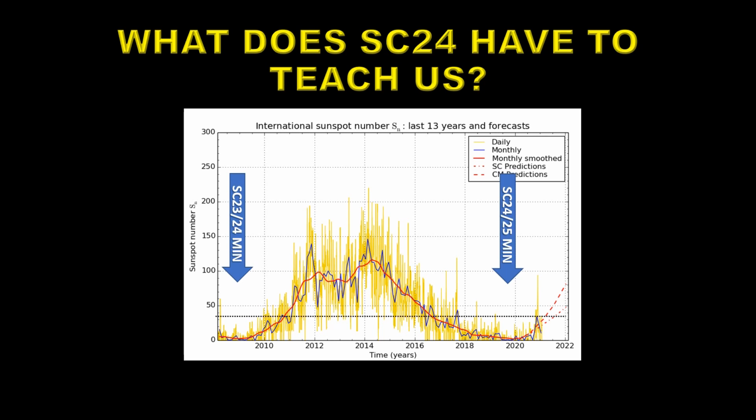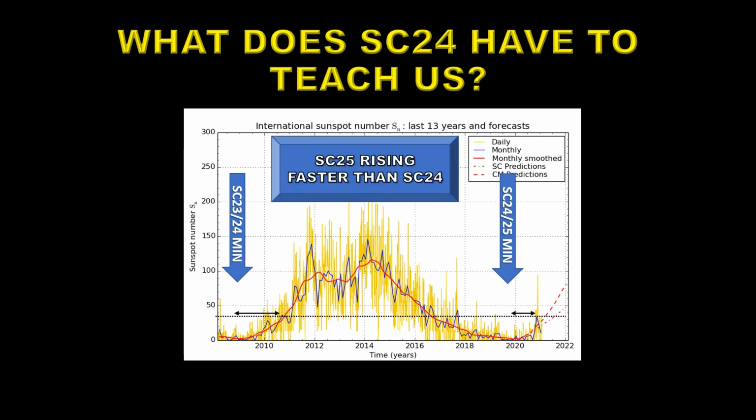We can see that solar cycle 25 is beginning to rise. And so I took the peak that we got in November and projected back to the equivalent time in solar cycle 24 and asked how long after minimum did we achieve these numbers. Now it took us less than a year to do this for solar cycle 25. It took nearly 2 years to do this with solar cycle 24. So solar cycle 25 seems to be rising quicker than solar cycle 24.